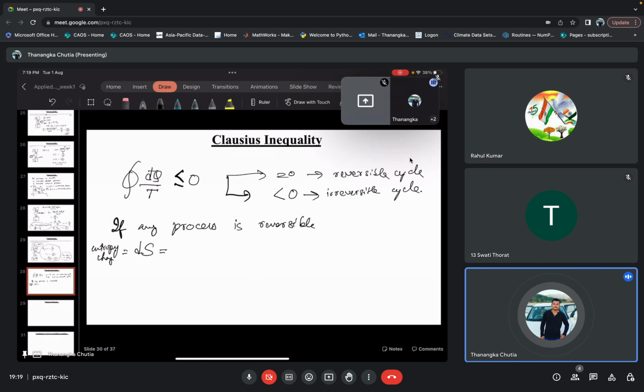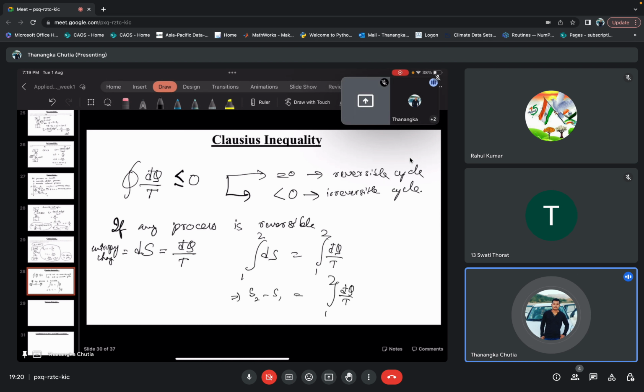Entropy change dS can be written as dQ by T. Fine. So if the process is reversible, we can write entropy change as dQ by T. So that means if we integrate this from state 1 to state 2, since this is a property, we can write this as S2 minus S1 equals the integral of dQ by T from 1 to 2.